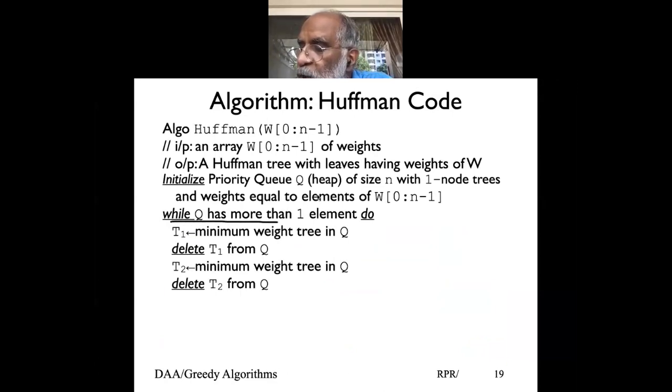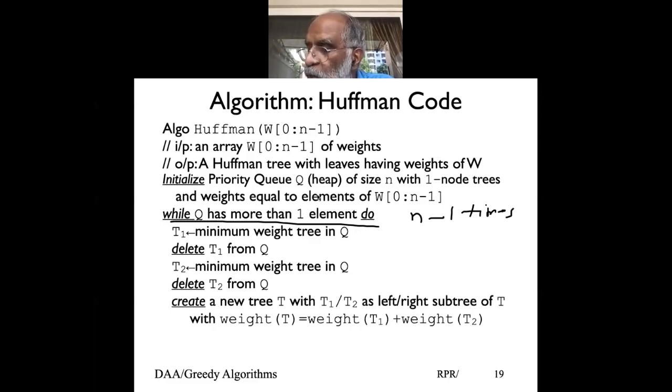I'm running this loop n minus 1 times, because in each iteration, look what I'm doing. I'm doing 2 deletes and 1 insert, so the tree size always becomes 1 less. That means this loop would run n minus 1 times.